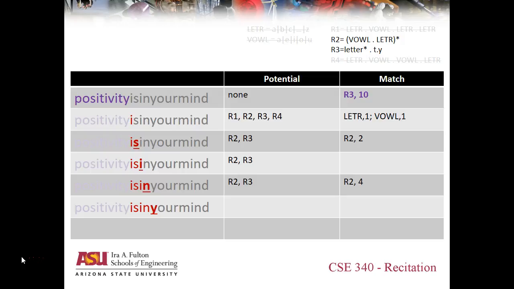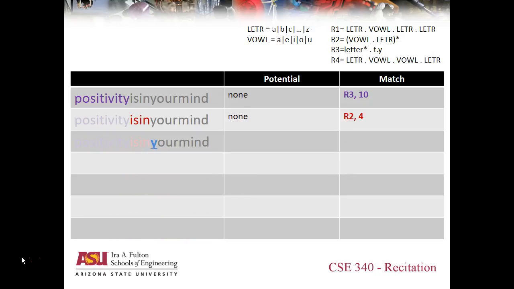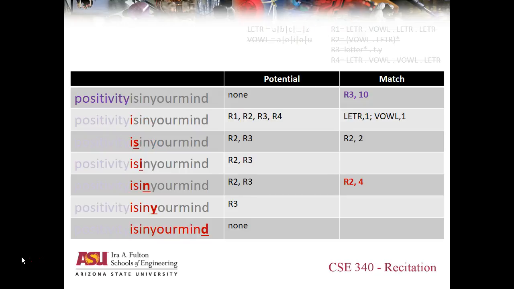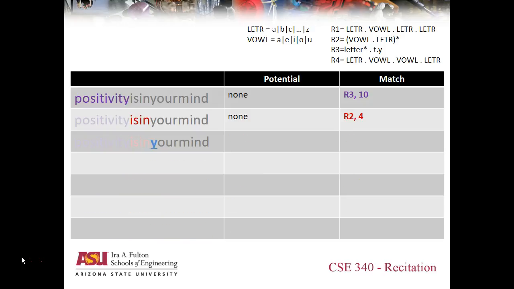R3. Yeah, and R2's gone, right? We can't have it, because Y is not considered a vowel. So just R3, and so far our best one is this R2 with 4. But we're going to check it out just to be thorough and go all the way to the end. We don't see a TY, so there's no potentials left. Our longest one is this R24, and so we take that one, and now we go on to the Y.